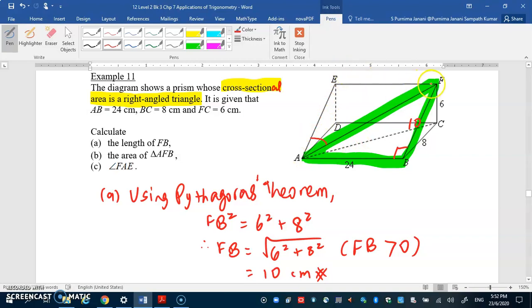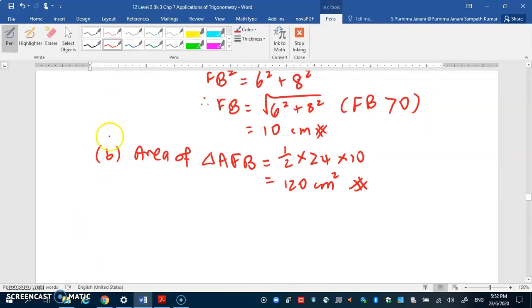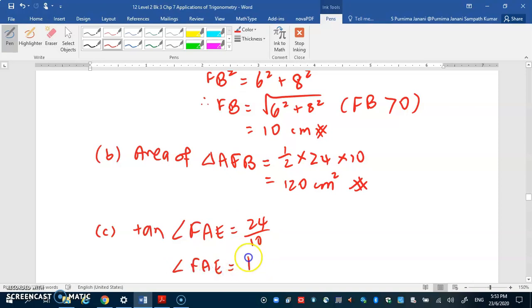Now, since we know this is also a right angle triangle because this angle is a 90 degree, right? 90 degree floating upwards in the air. Okay, and we know this side is 10, this side is 24. How do we find angle FAE? We just take tangent FAE equals opposite over adjacent, 24 over 10. Then we find the angle. So let's write it together. For part A, tangent angle FAE equals opposite over adjacent. Therefore, angle FAE equals tangent inverse 24 over 10.